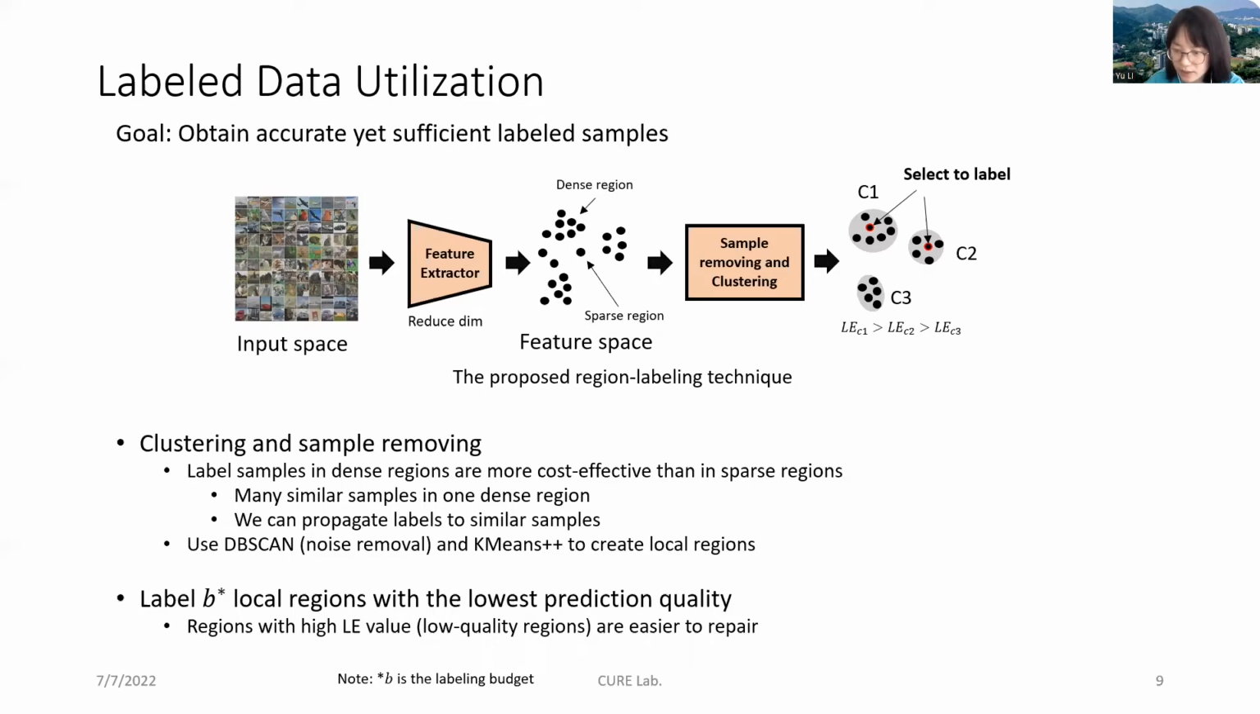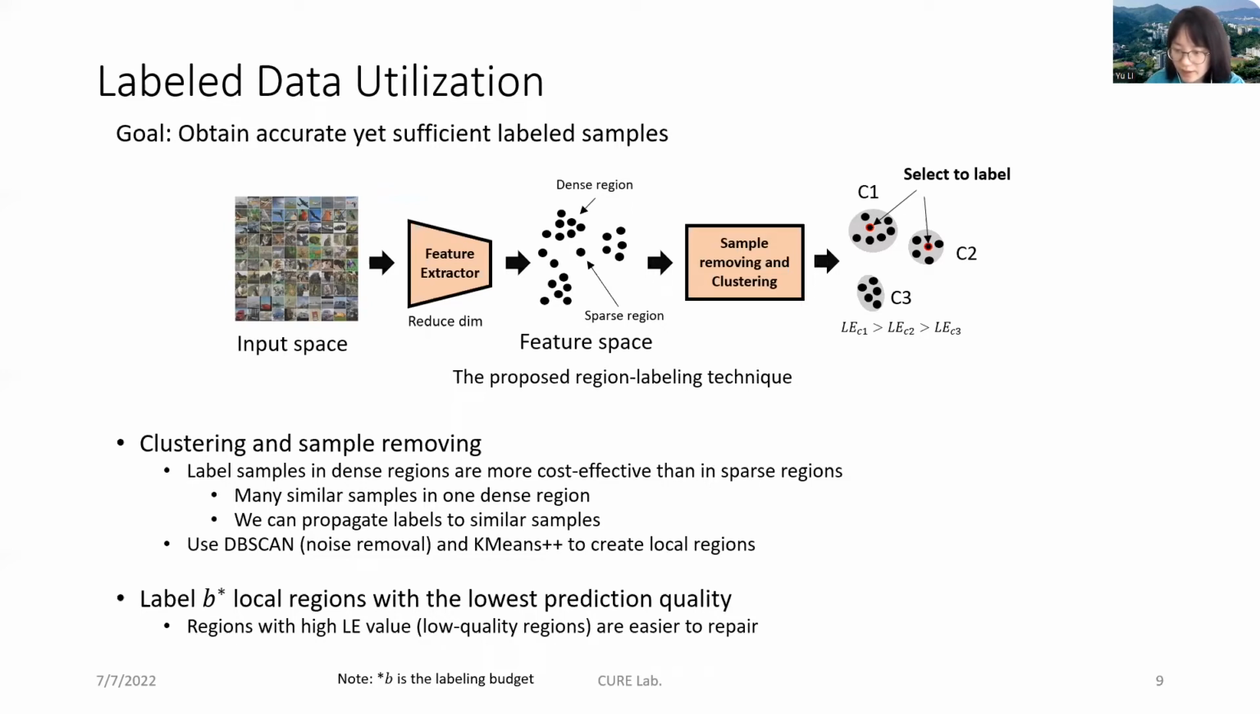Labeling samples in dense regions is more cost-effective than in sparse regions. The reason is that since there are many similar samples in a dense region, we can propagate labels to similar samples, taking advantage of the fact that neighboring samples often have the same label. We apply existing clustering algorithms such as DBSCAN and k-means++ for this step.